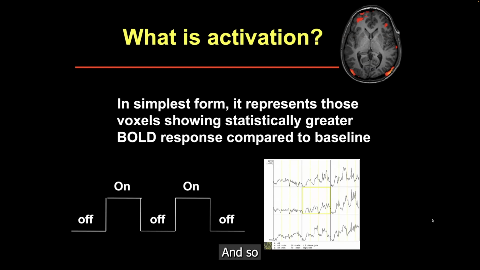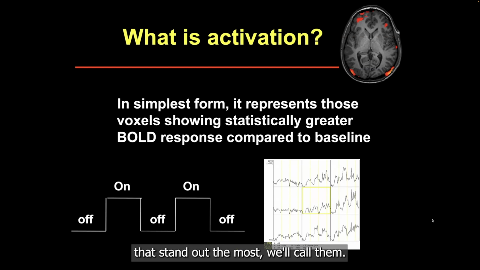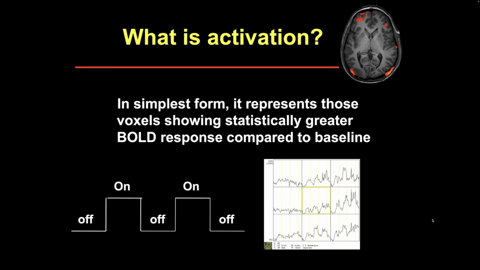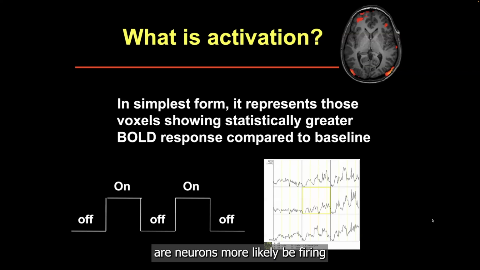And so for those that are the most different, that stand out the most, if you look up in the image up here, they'll get color-coded as red. And so now we can begin mapping based on some task. You can begin mapping which areas are neurons more likely to be firing during that task than not. In this case, it would be the motor cortex because you're tapping your fingers.